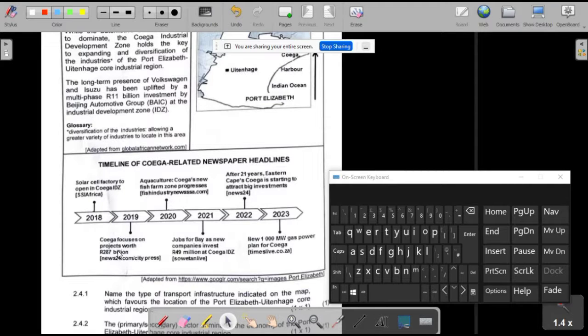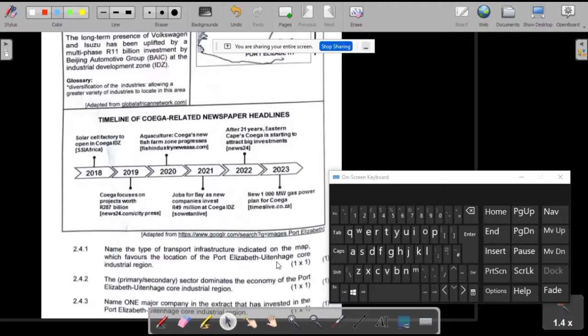Okay, so there's more companies entering and more. These are good strategies, guys. Wow. 2022: after 21 years, Eastern Cape's Coega is starting to attract big investments. Then the headline for 2023: new 1,000 megawatts gas power plant for Coega. Okay, so of course the COVID issue, the load shedding issue must of course affect these. So this is actually a good project.